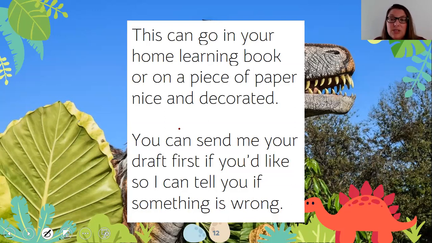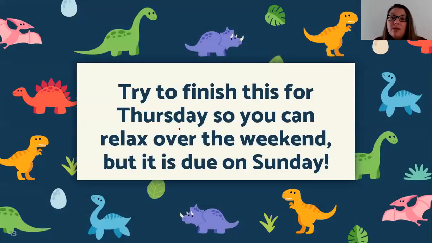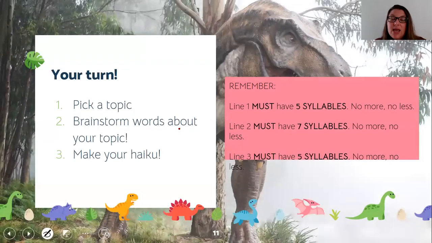I know that the syllables are super tricky. And I want you to try to finish this for Thursday so you can have some time to relax over the weekend and not worry about it. But you do have until Sunday to get this done, okay? So you can take the 2 extra days over the weekend and finish it on Sunday if you wish, all right? So that's it. That's all that you need to do today.